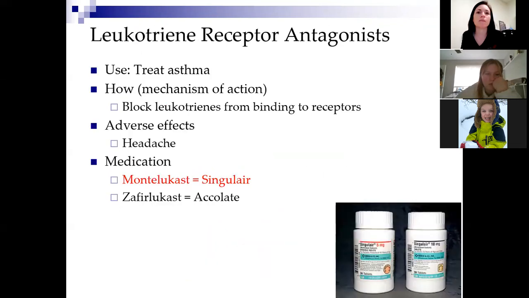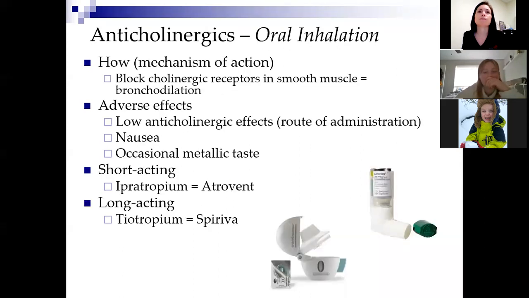Oh, pretty good. Okay. So leukotriene causes the airway to narrow, so a leukotriene receptor antagonist will help to block that. Adverse effects from that would be headache. And you'll see Singulair quite often. I've seen Singulair as a pretty common asthma medication, and that's a pill.